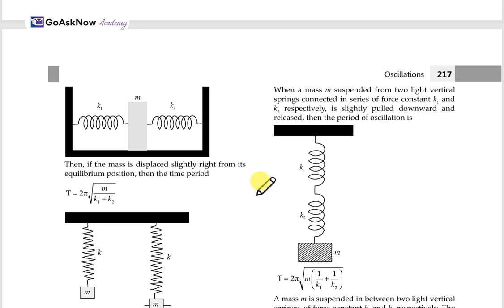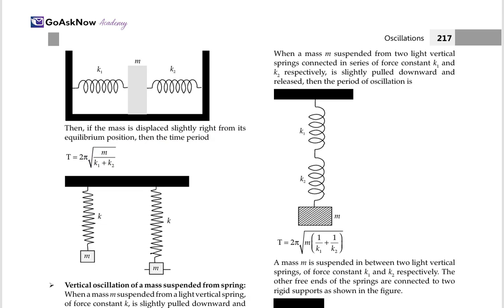Now another case: when the mass is slightly displaced from its equilibrium position, the time period T will be 2π√(M/(K1 + K2)).